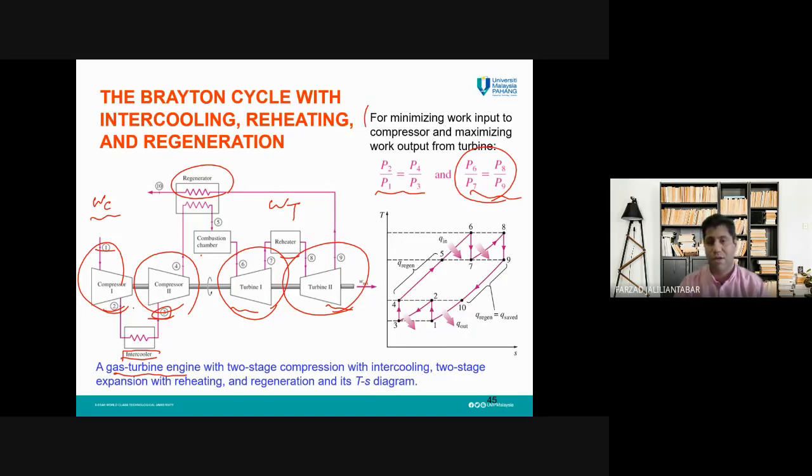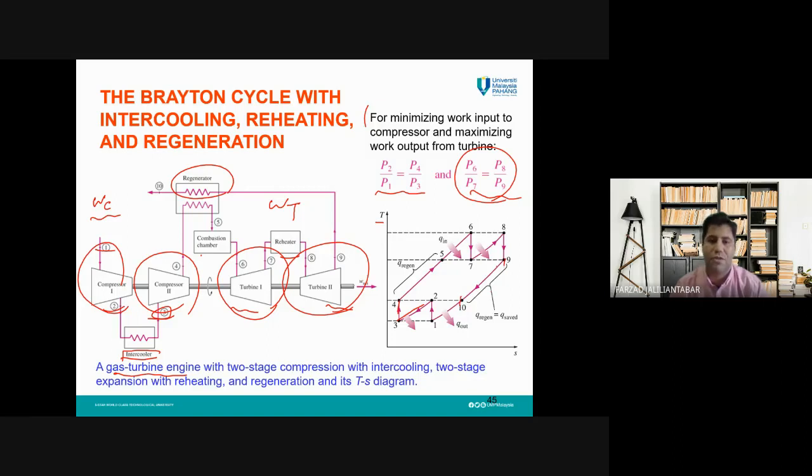And the TS diagram for such a cycle can be drawn like this. As you can see here, from state 1 to state 2, we have the compressor, an isentropic process. From state 2 to state 3, we have an intercooler. In other words, the temperature will reduce, and so on. The rest of this graph also can be drawn like this. And this is also important, the regeneration part.